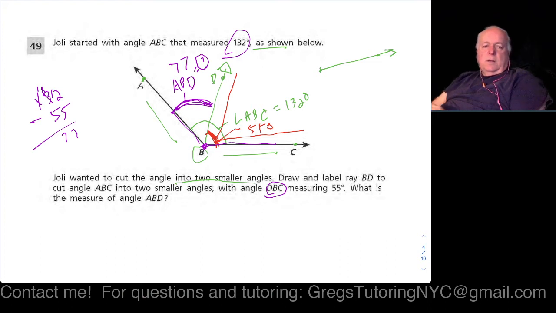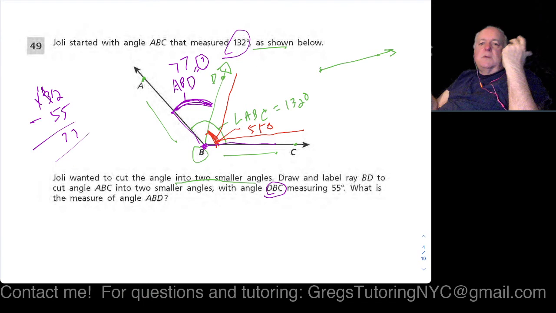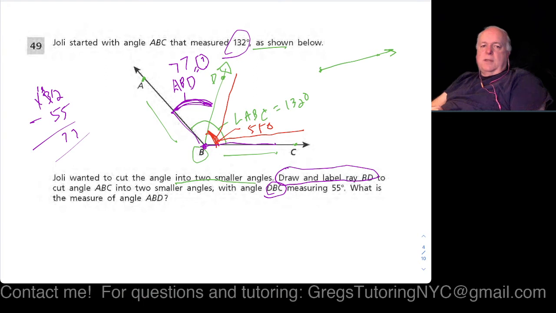Okay? So let's go through this a sentence at a time again, just to make sure. Remember this thing with multiple questions and we're not always answering the questions? Let's just make sure we did everything. So she started at ABC and was 132. She wants to cut it, and then it says, draw and label. If you don't do this, you lose points. So I did that. That was right here. That was this green thing right here. Okay? I drew a ray and I labeled it. Okay? So if you don't do that, you're not going to get full credit.